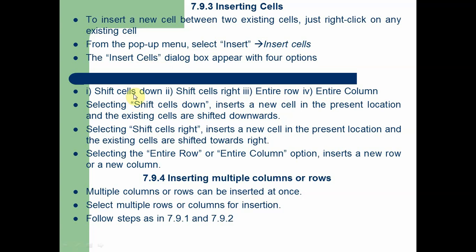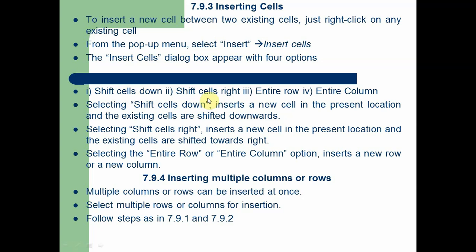Number one, shift cells down. Here cell refers to the current cell or the existing cell. So you can shift the cell downwards like a row. When you insert a row, the existing rows are shifted downwards, and in that way you can insert the cell downwards. Or you can use the second option, shift cells right.